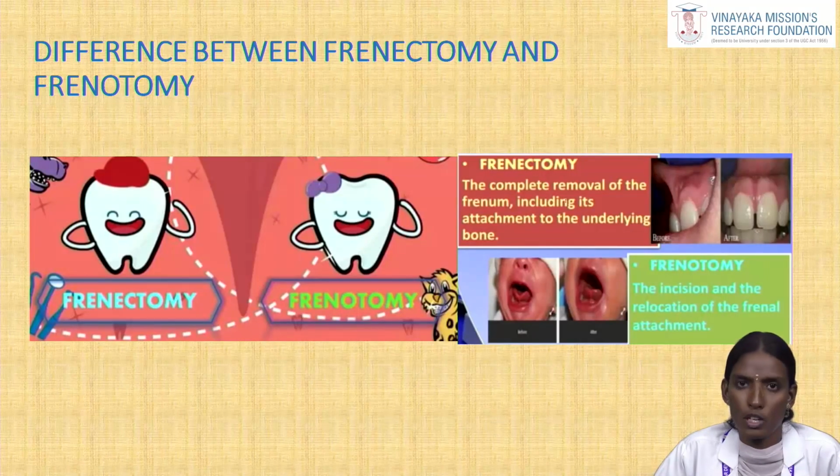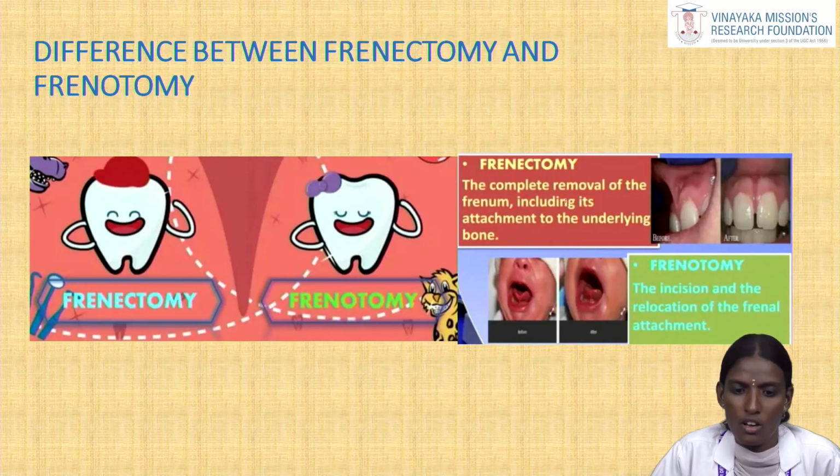Frenectomy is a complete removal of the frenum, including the attachment to the underlying bone. Frenotomy is the incision and the relocation of the frenal attachment. Frenectomy is a complete removal of the frenal attachment from one side to the other side, but frenotomy is an incision and relocation of the frenal attachment.